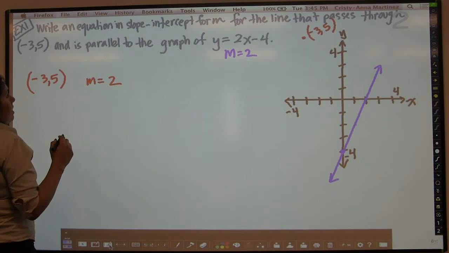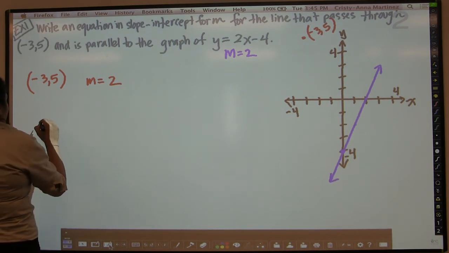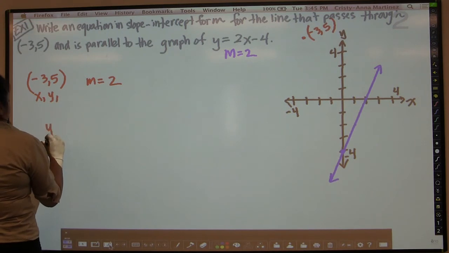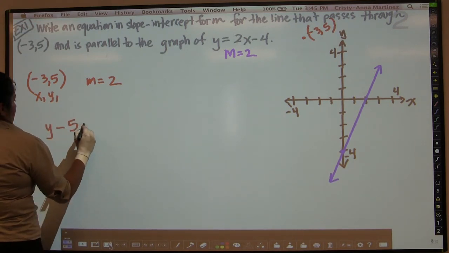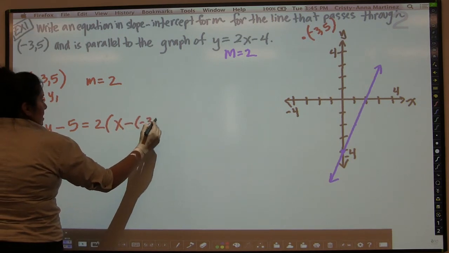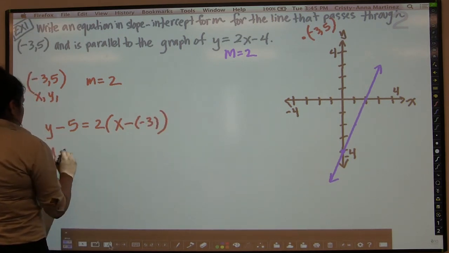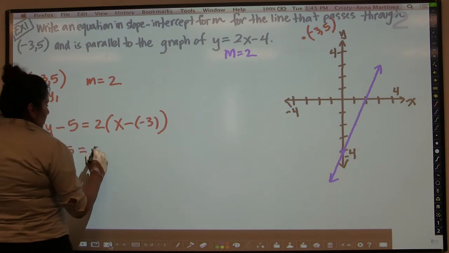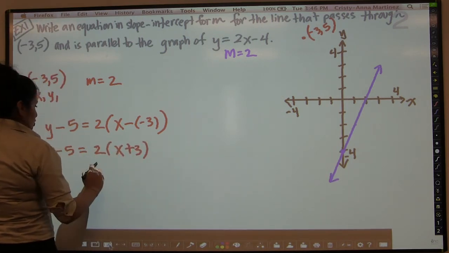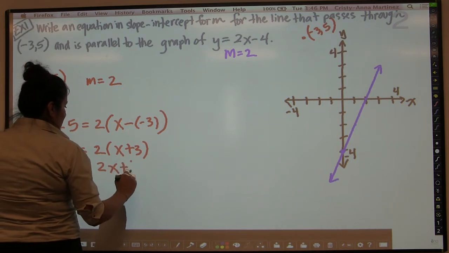And using my point-slope formula, I can label this x1, y1, and I can go y - y1 = m times (x - x1). And that'll become a plus 3 because minus negative, and then when I distribute, it'll be 2x + 6.